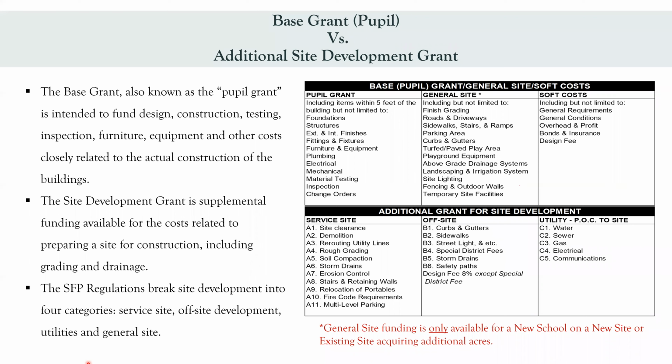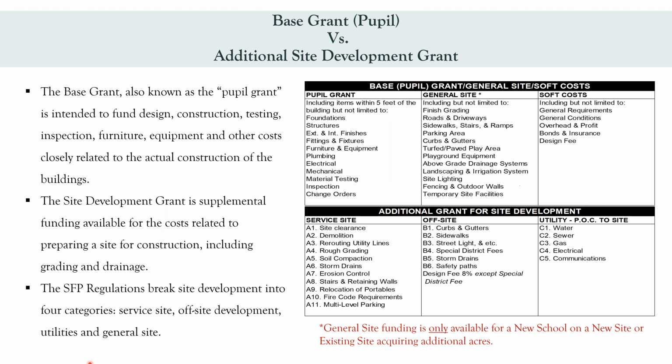Now, what's the difference between base grant versus additional site development grant? Well, the base grant is also known as the pupil grant and is intended to fund design, construction, testing, inspection, furniture, equipment, and other costs closely related to the actual construction of the buildings.